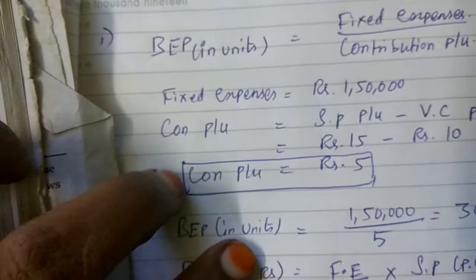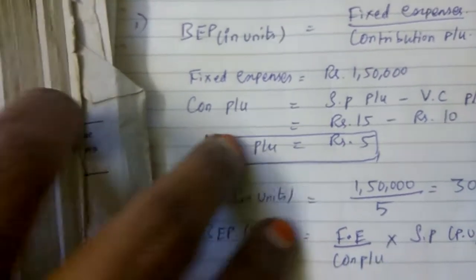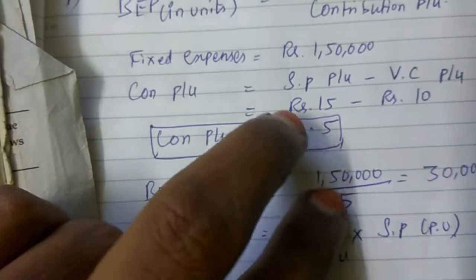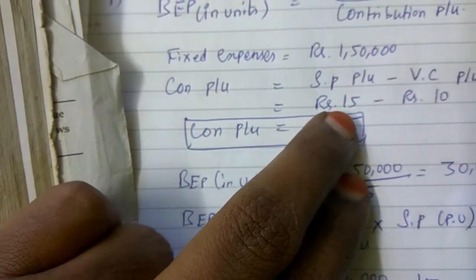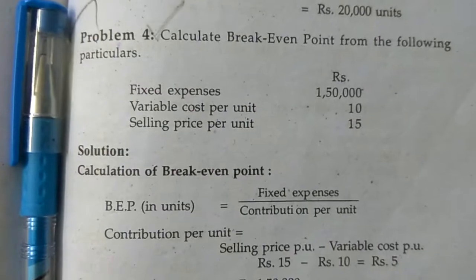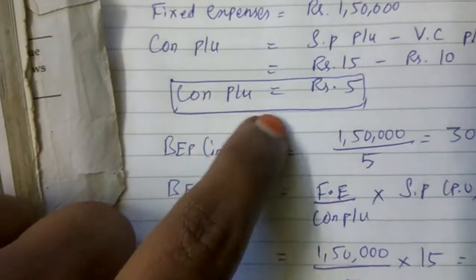So first write down that. Then we need to find the contribution per unit. For this, selling price minus variable cost gives us the contribution. In this problem, we have the selling price per unit and variable cost per unit, so 15 minus 10. We get 5 as the contribution per unit.